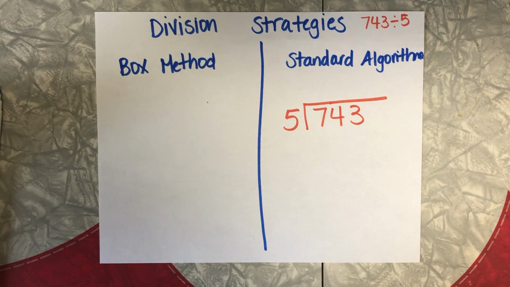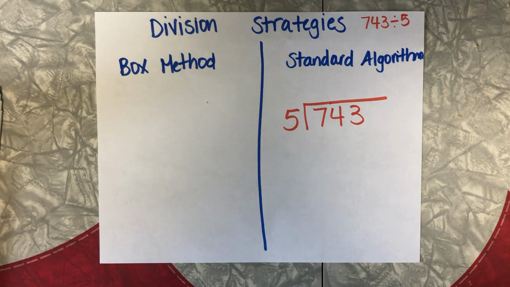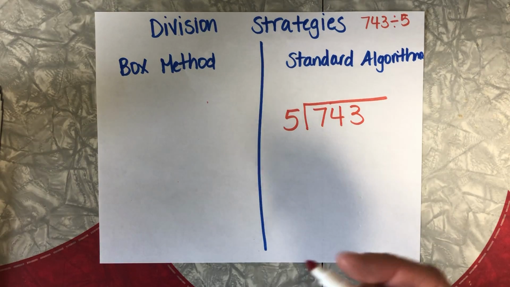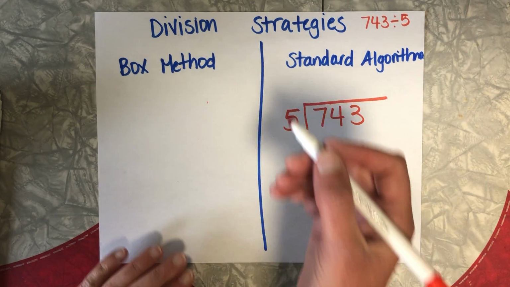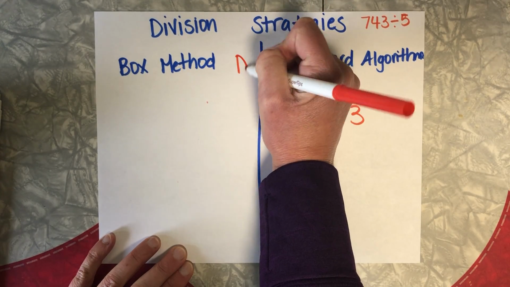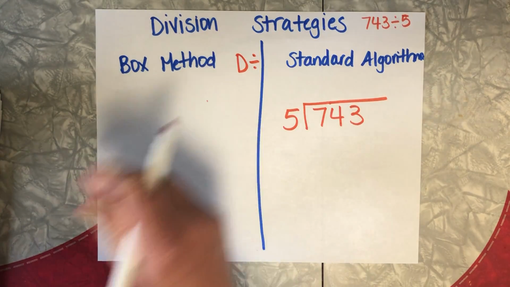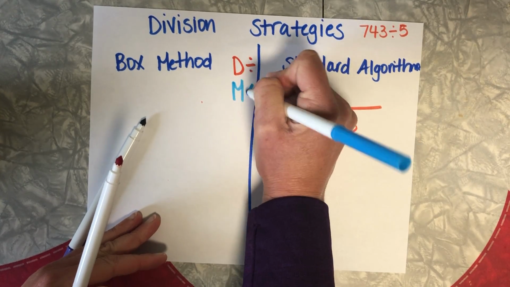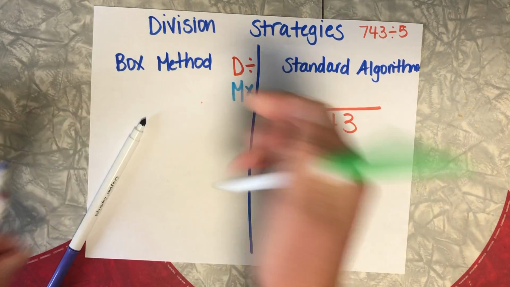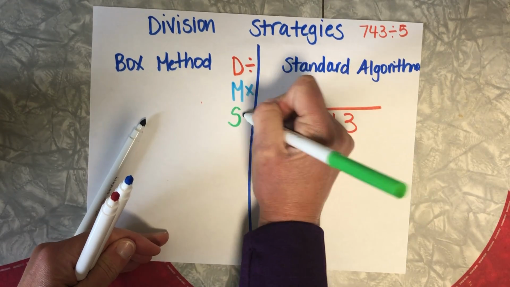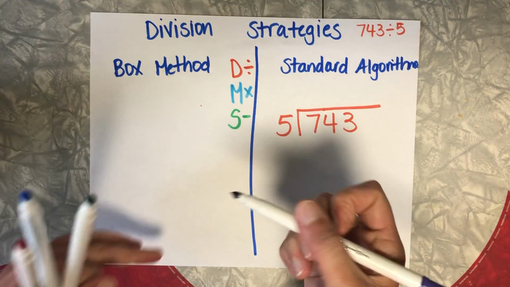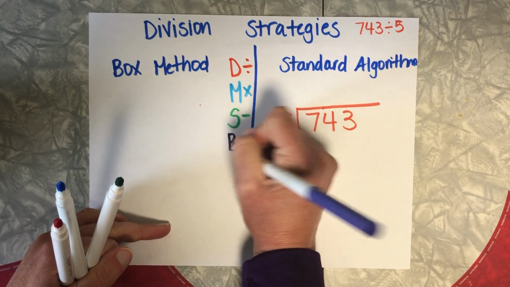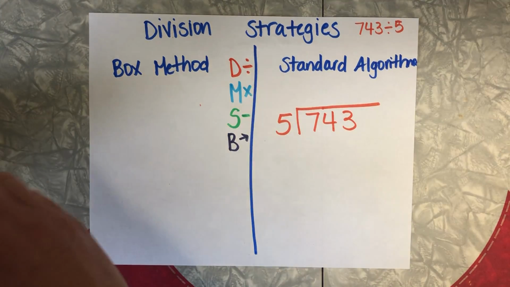When we divide, we do these steps over and over again. And in class earlier this year, we learned a little song that went with these steps. And it went to the tune of head, shoulders, knees, and toes. We talked about the first step being to divide. The second step being to multiply. The third step being to subtract. And the last step being bring over or bring down.